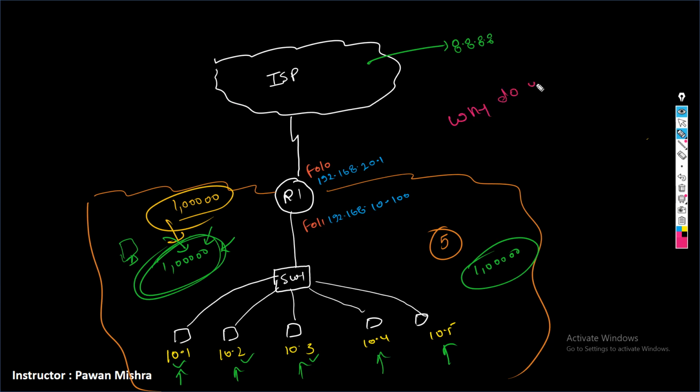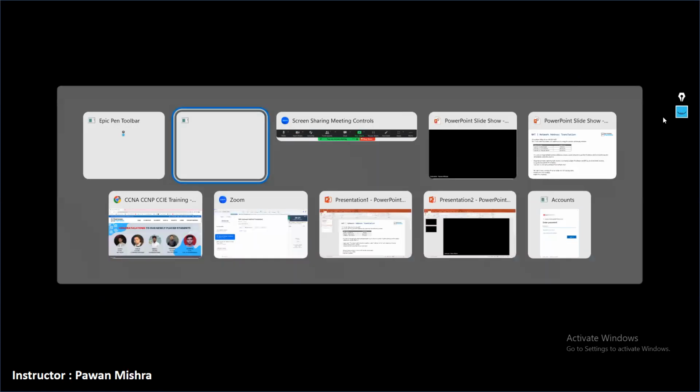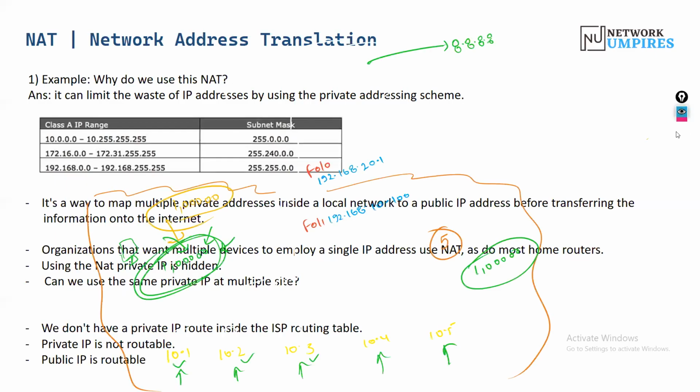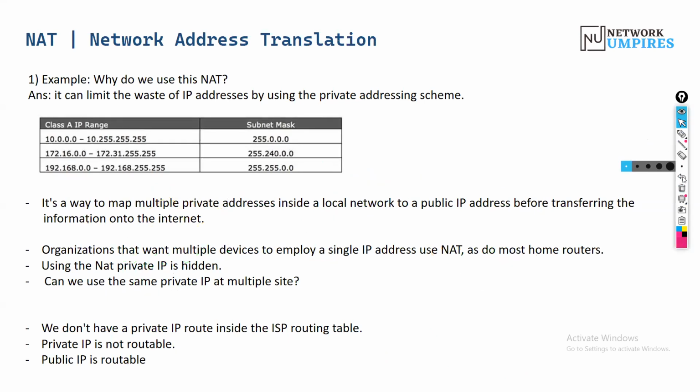Why do we use this NAT topic? The answer is this one. It can limit the waste of IP addresses by using the private addressing scheme. Now what is the private addressing scheme?